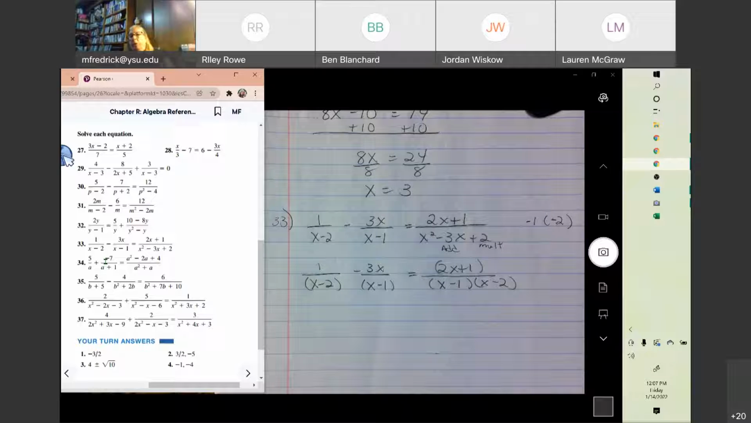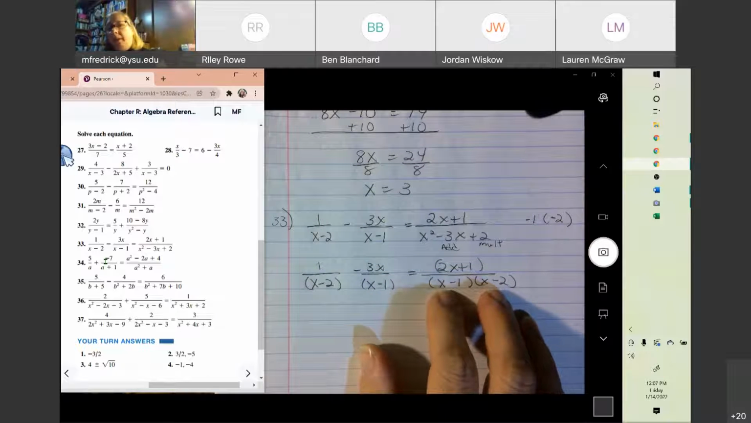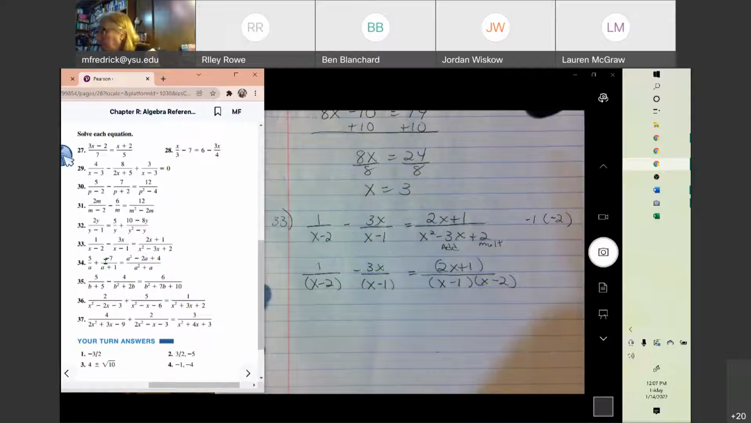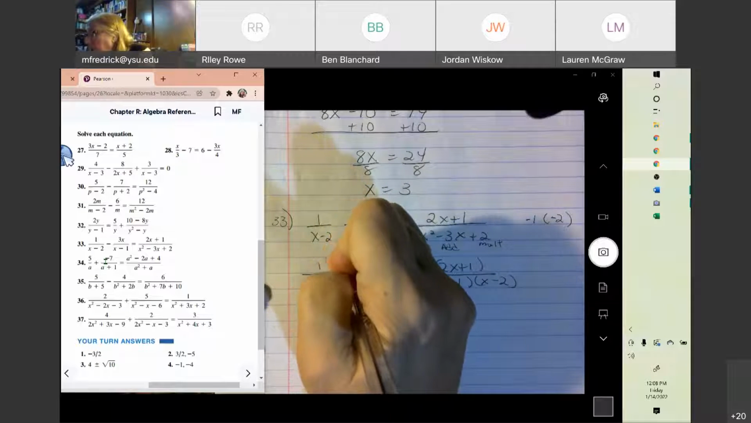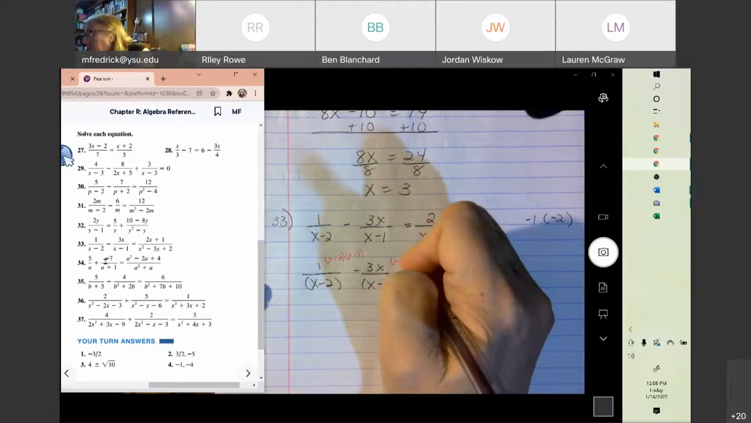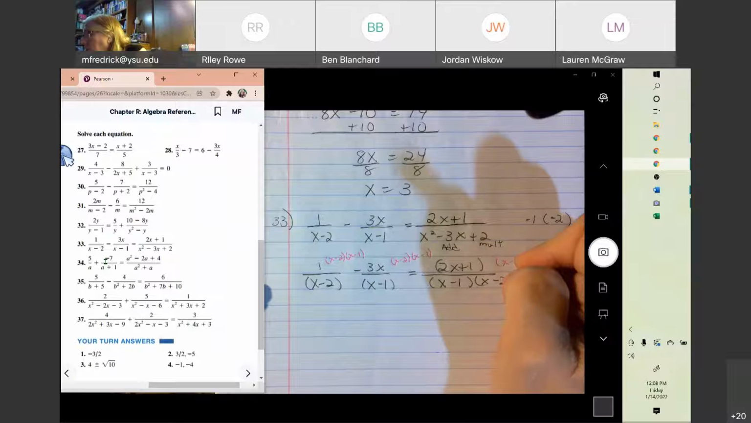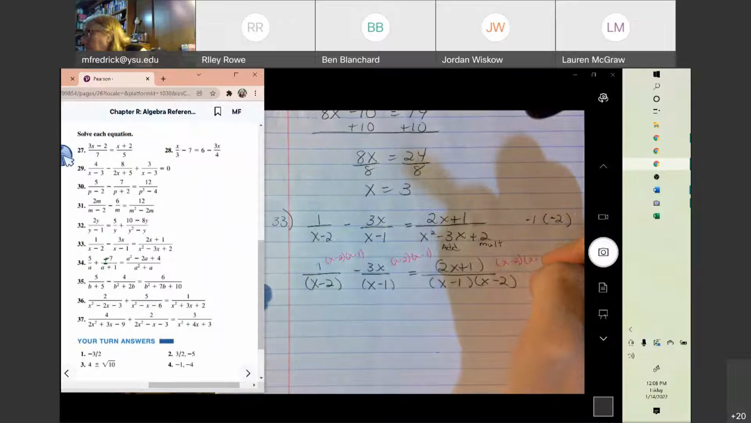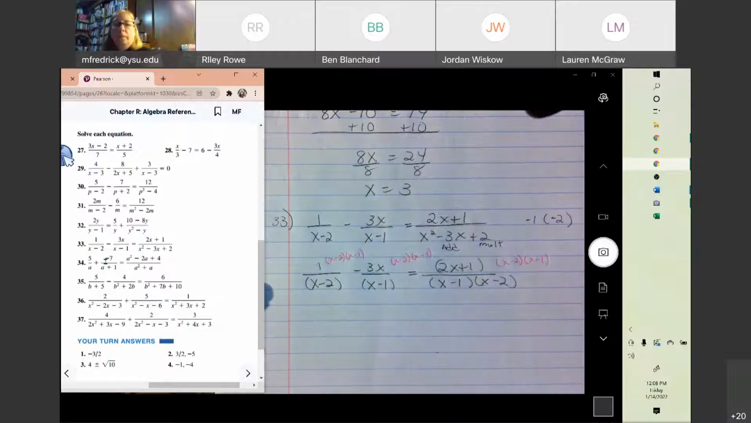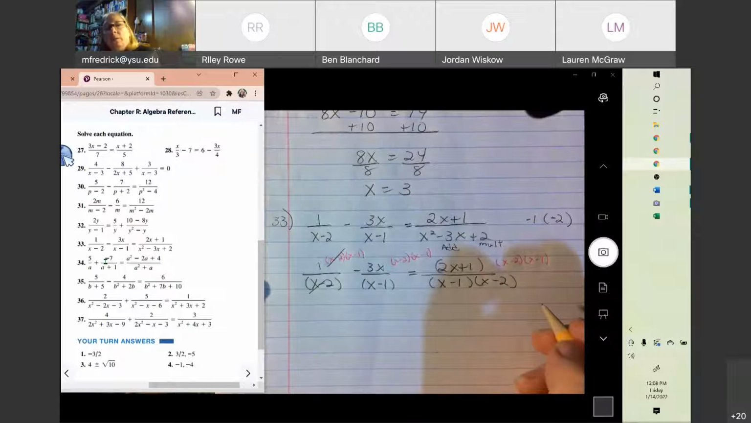Now you want to take one of everything. So we're taking an x minus 2 and an x minus 1. We don't need to repeat it. These both are also the same thing. So if we multiply each one, and you have to do that to each term, our denominators will cancel. So on the first one, the x minus 2's cancel.